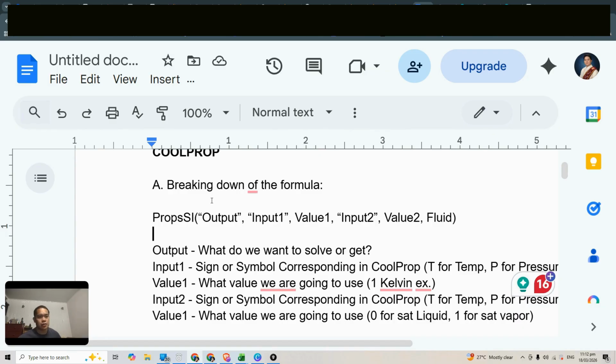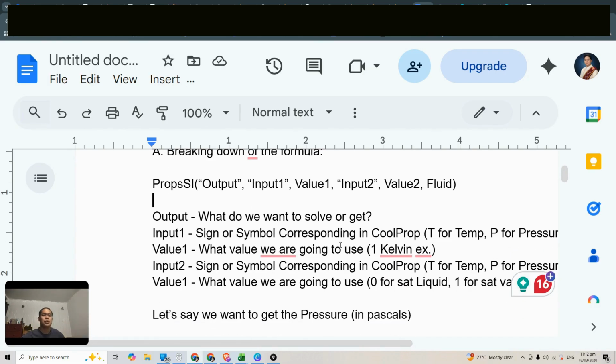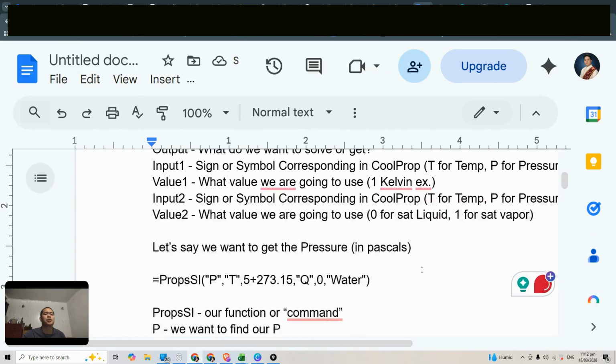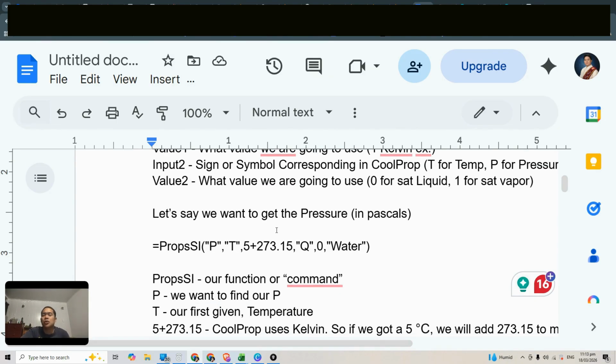Then input 2 is the same thing. What do we want to put in CoolProp? Then value 2, because this one's supposed to be value 2. What kind of value are we going to use? For example, 0 for saturated liquid or 1 for saturated vapor. It depends on the given, so we also take notice of the context of the given.